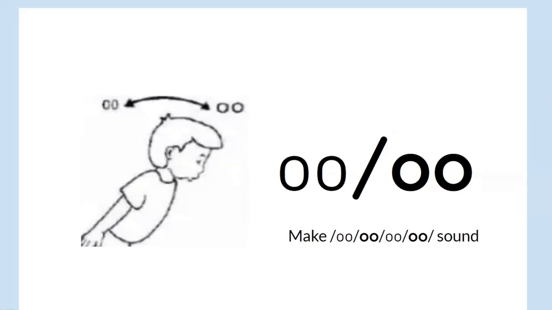Ooh, ooh. When it comes to the sound of oo, there are two types of sounds. One is the short oo sound and the other is the long oo sound. You can differentiate them by the size of the letter O's. If the size of the letter O's are thin, then you use the short oo sound. If the size of the letter O's are fat, then you use the long oo sound.